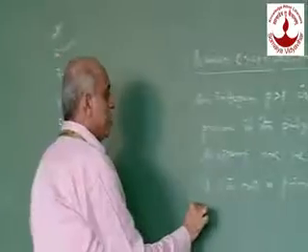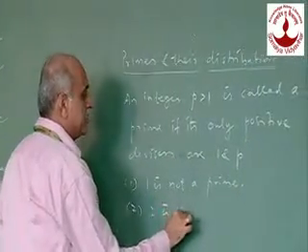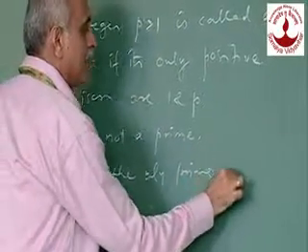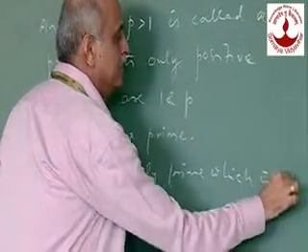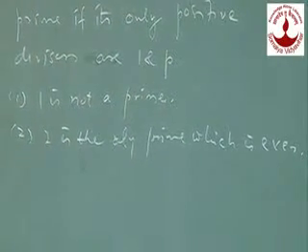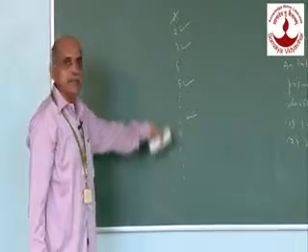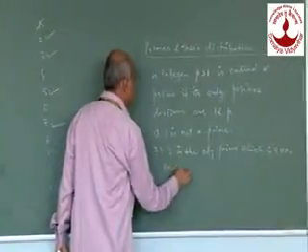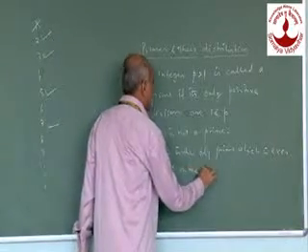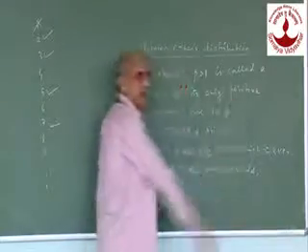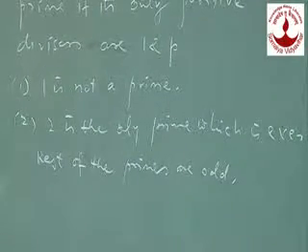So the second observation is, 2 is the only prime which is even, and the rest of the primes are odd numbers.